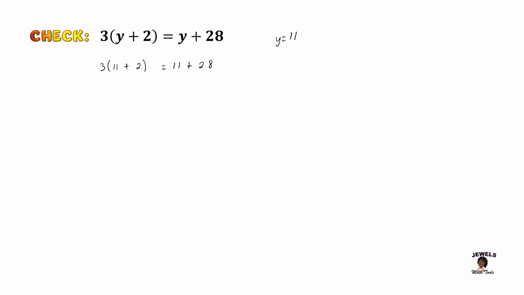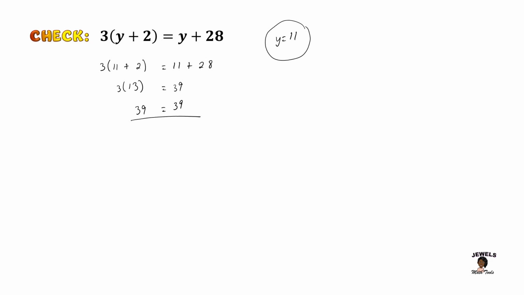But for this example, I'm going to use PEMDAS, where I will be adding 11 plus 2, which will equal 13. And when 3 is multiplied to 13, that will equal 39. So now to simplify the right-hand side, when 11 is added to 28, that will equal 39. And we see that both sides of our equation are equal to the same thing, which tells us that y equals 11 is the correct solution for our equation.